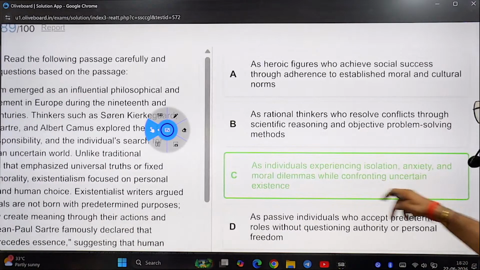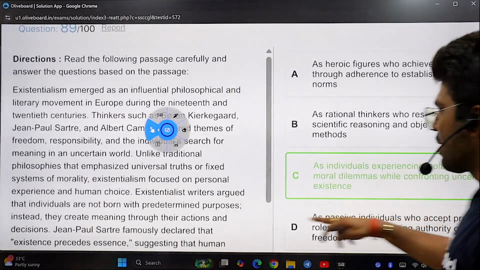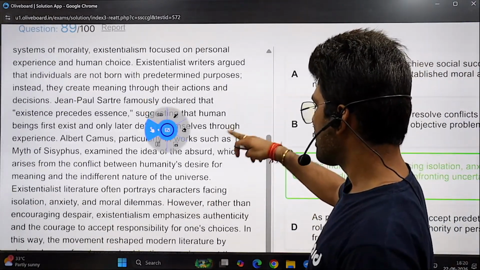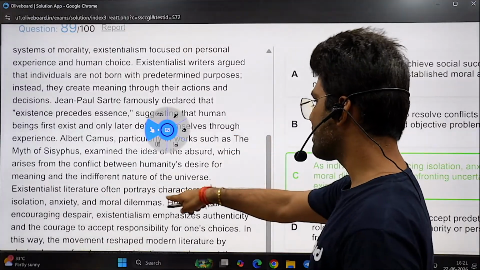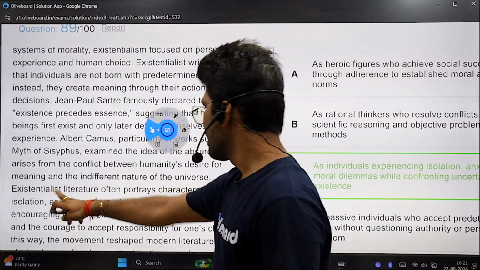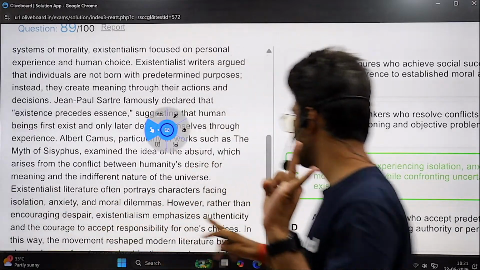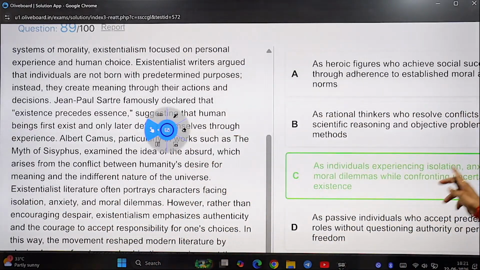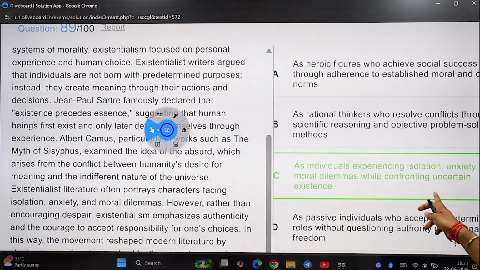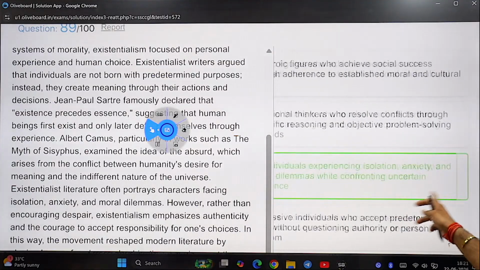Maybe this line is mentioned: moral dilemmas, isolation and anxiety. I answered from what I remember from the passage, but this is exactly mentioned here. Literature often portrays characters facing isolation, anxiety, moral dilemmas. Individuals experiencing isolation, dilemmas, anxiety, confronting this and that.